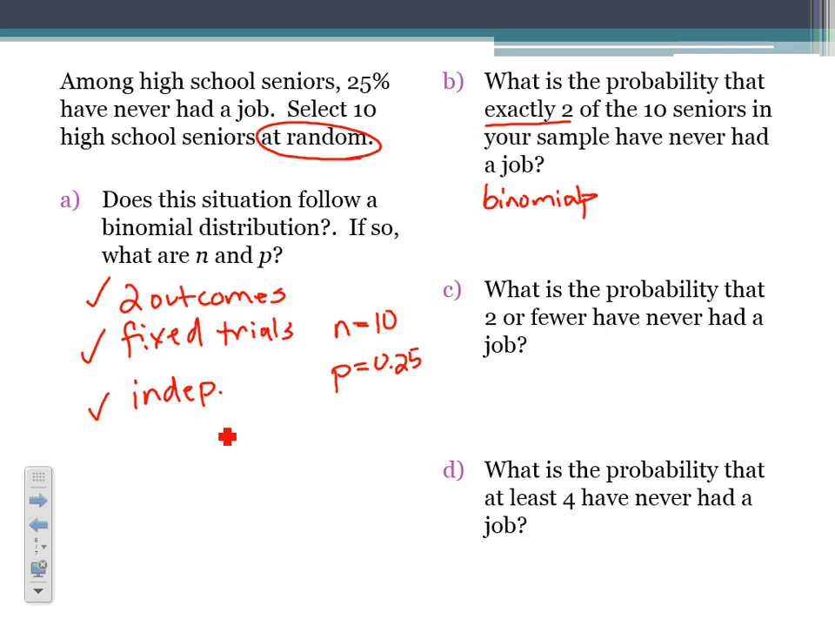So if I just write out what's going to go into my calculator, I'm going to do a binomial PDF. We'll pull up our calculator here in a moment. My sample size is 10. My probability of success is 0.25. And K in this problem would be 2. So that would be the input that I'll put into my graphing calculator.